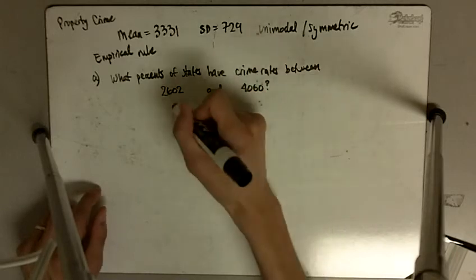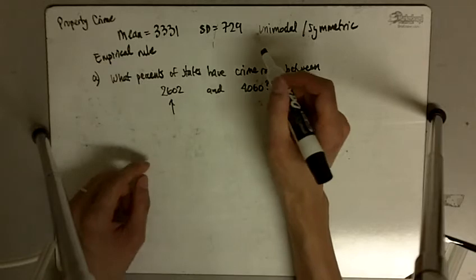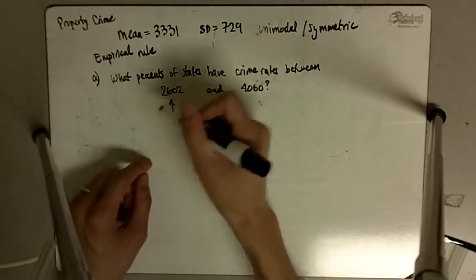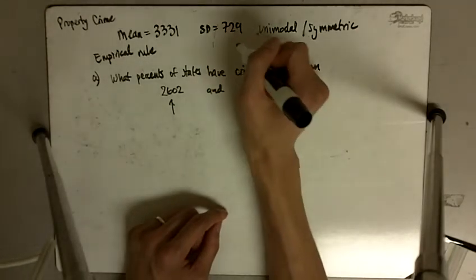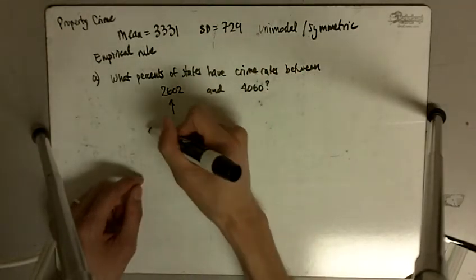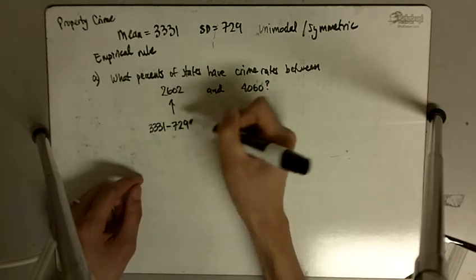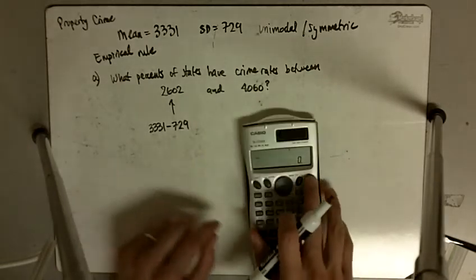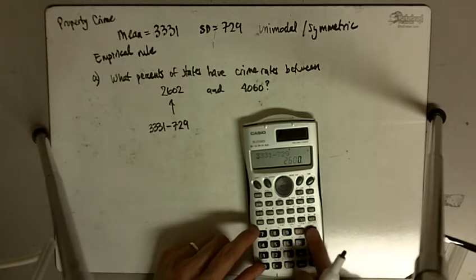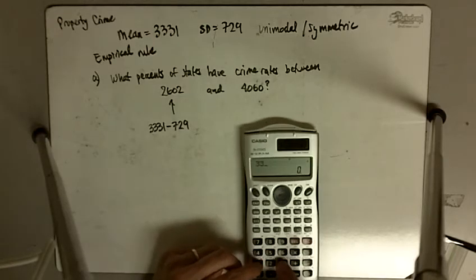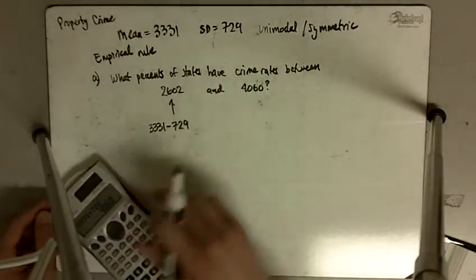Okay, well, if we look at 2602, maybe it's not completely obvious, but we can look at how far out we take a standard deviation above and below the mean. This is actually 3331 minus 1 standard deviation. Okay, so we can check that, and we see 3331 minus 1 standard deviation is 2602, and if we go 1 standard deviation up, 3331 plus 729, this is 4060.